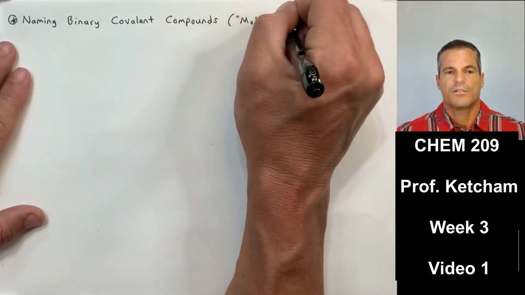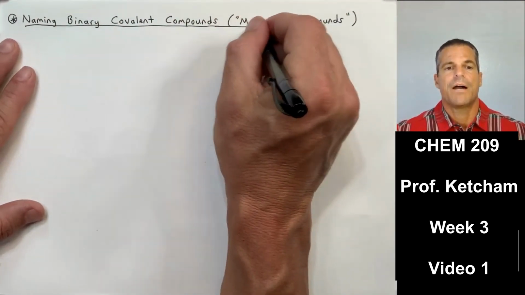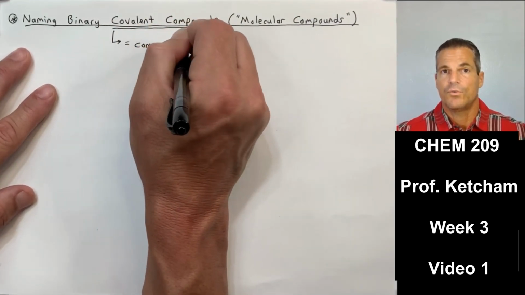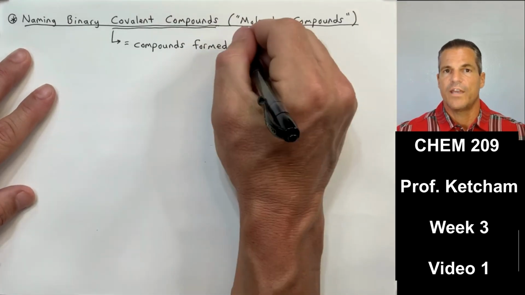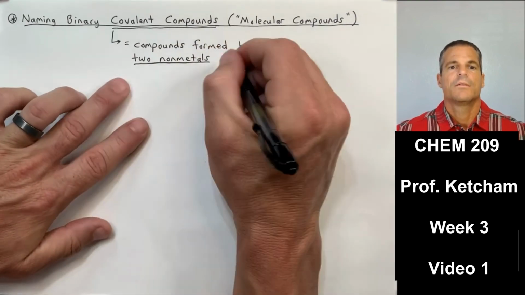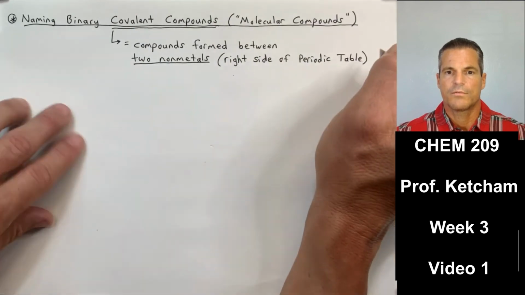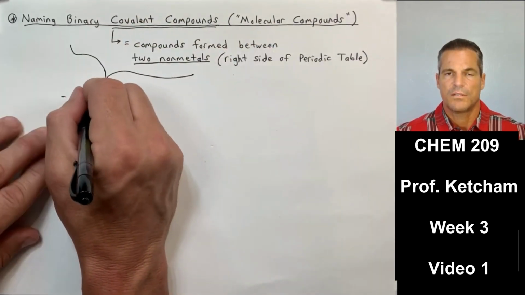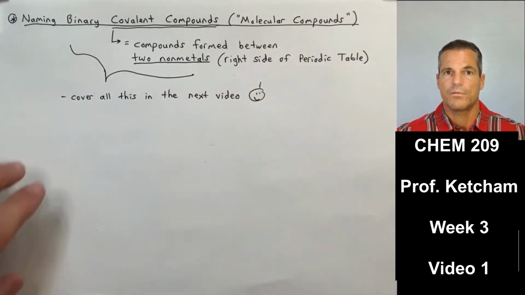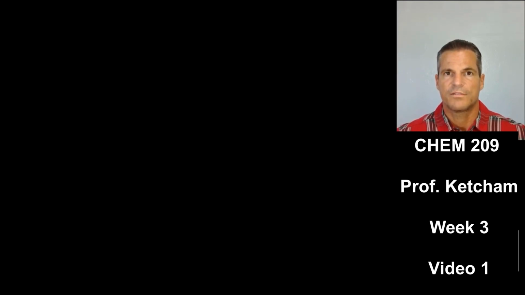So, next page of our notes here, it starts off by saying naming binary, that means 2, naming binary covalent compounds. These will be compounds having 2 elements in them, and because they're covalent compounds, it's not going to be a metal and nonmetal. That's ionic. Covalent compounds are defined as compounds formed between 2 nonmetals. This is to the right side of that staircase, essentially the upper right of the periodic table, to the right of that metalloid staircase.